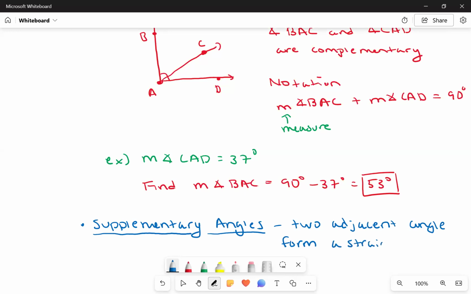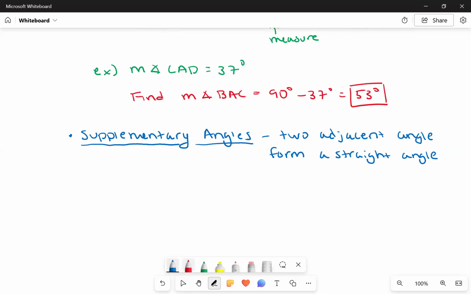And a straight angle is something that is 180 degrees. So let's draw it. Here's my straight angle. I'll call this A, B, C, and then here, boom, there's ray D shooting off. Okay, so here's our two angles.